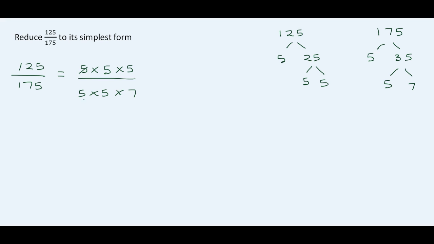So we cross out 5 from the numerator and denominator. We cross out another 5 from the numerator and denominator. So we're left with 5 over 7. So 125 over 175 is the same as 5 over 7.